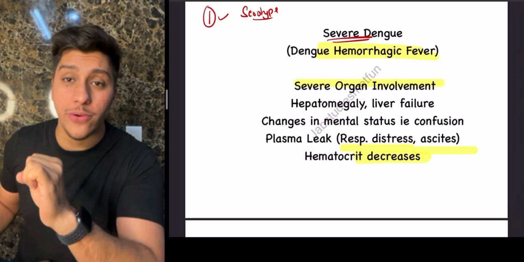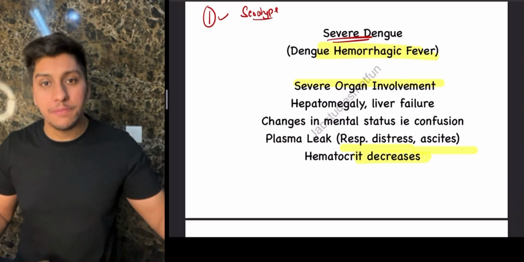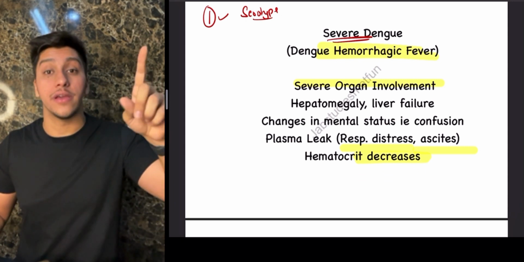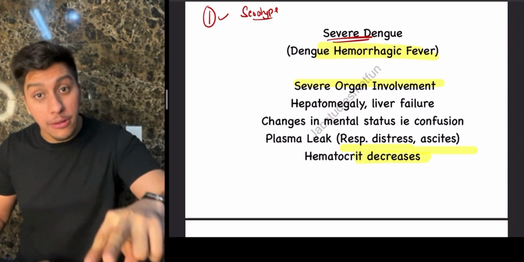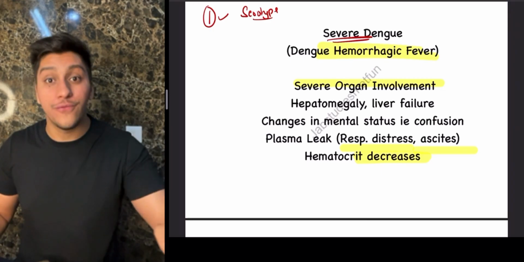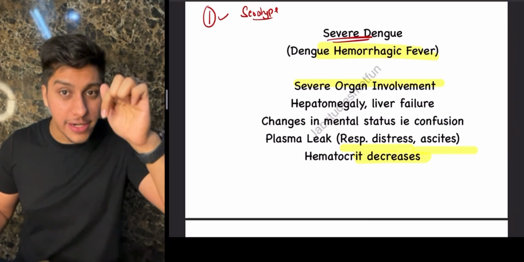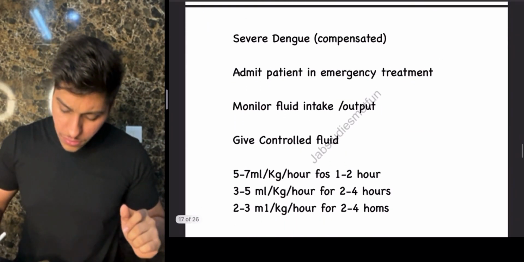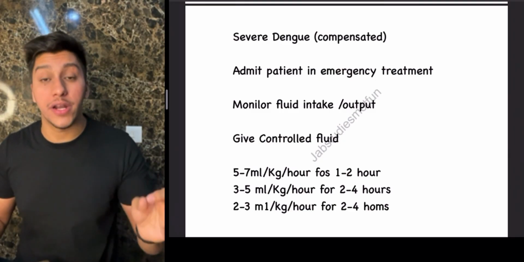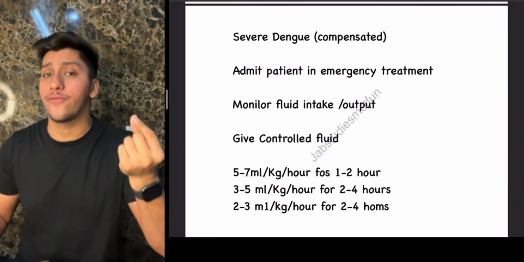Remember what was there in dengue in warning signs? There was third space fluid loss, that's why hematocrit was increasing. In severe dengue, because of a double infection, you see now there is severe bleeding. That is why the hematocrit is decreasing. If you ask what is the management, again it is an emergency condition, you have to admit the patient.